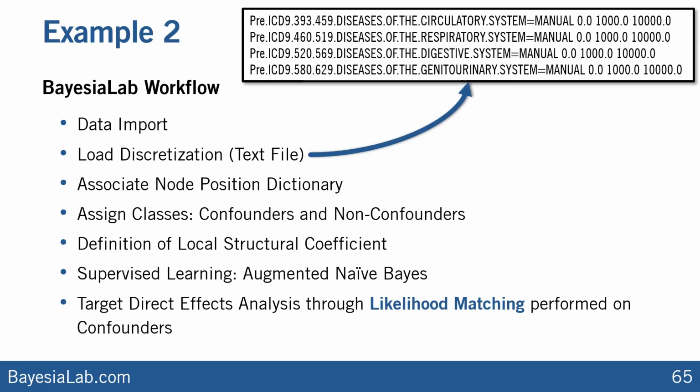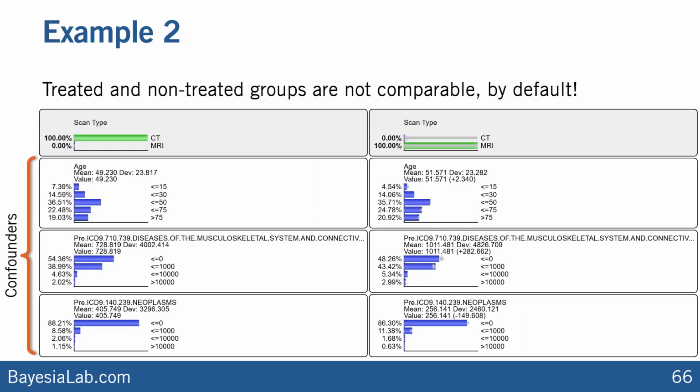Secondly, given that we have so many nodes, we will associate a node position or node location dictionary. This way we can always get back to exactly the same layout on the screen. Then we do confounders, non-confounders, their assignment, and then we proceed through the learning until we get to the target direct effects analysis through likelihood matching. And on that one, I should say a few words before we switch back into BayesiaLab, because I think likelihood matching just needs a more intuitive explanation.